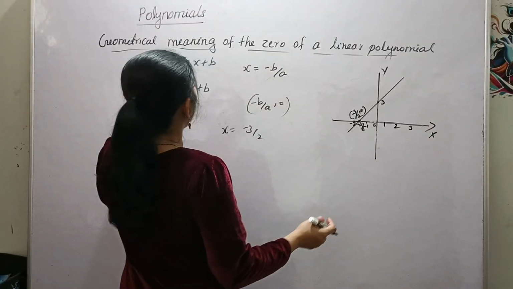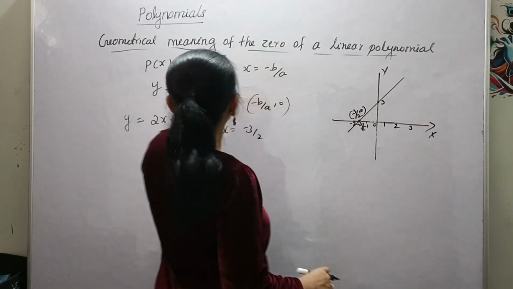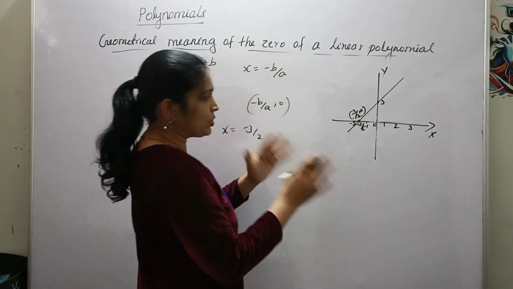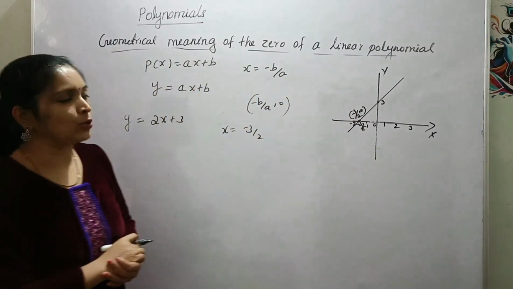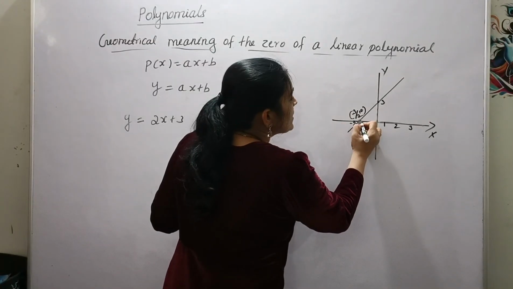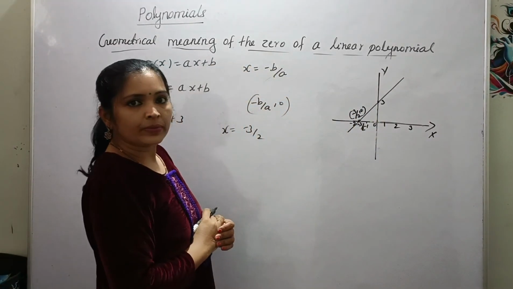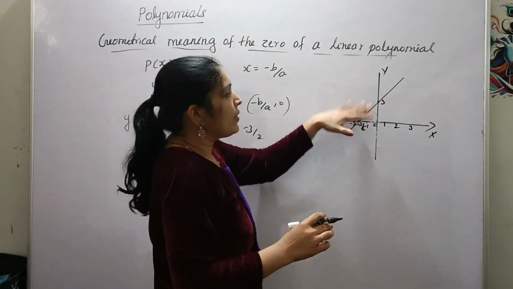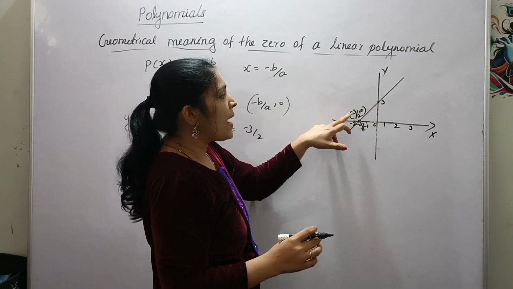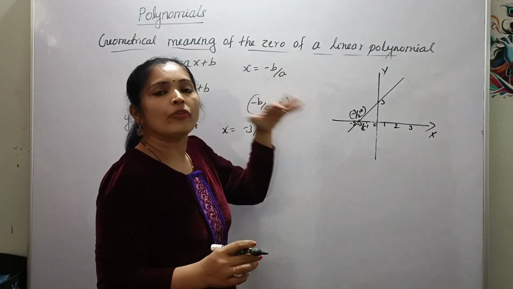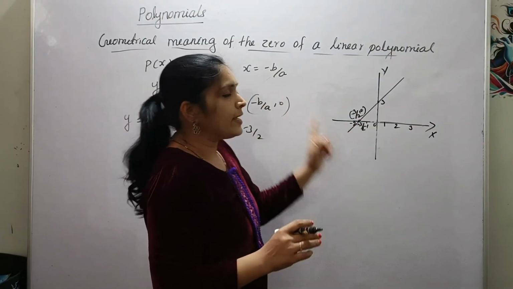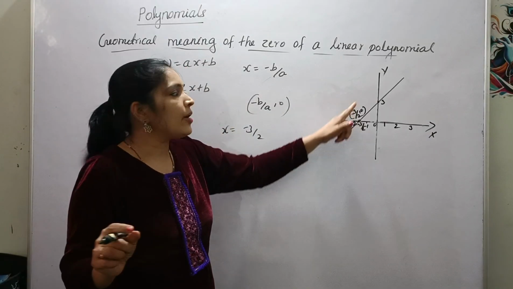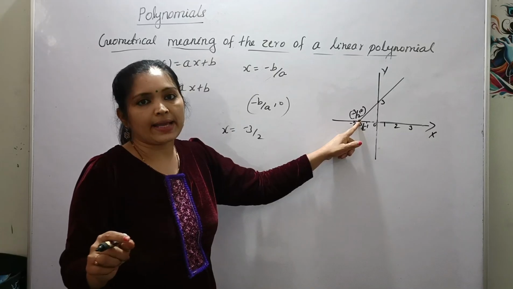When x is equal to 0, you will get y is 3. Then put y is equal to 0. You will get x is equal to minus 3 by 2, 0. It is here between minus 1 and minus 2. That is minus 3 by 2. So it is the point on the x-axis. So here it is minus 3 by 2, 0. So from this graph we can say minus 3 by 2 is the zero of the polynomial. That is, the zero of the polynomial is the x coordinate of the point where the graph intersects the x-axis.